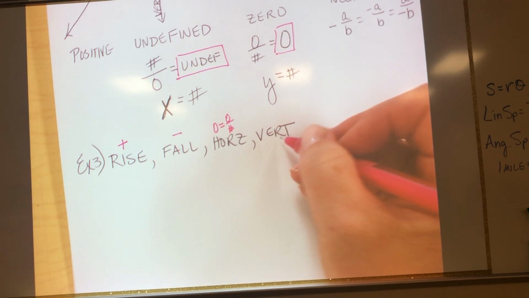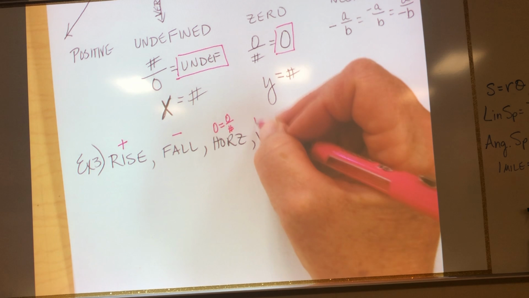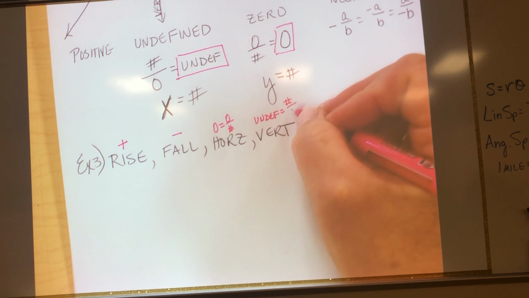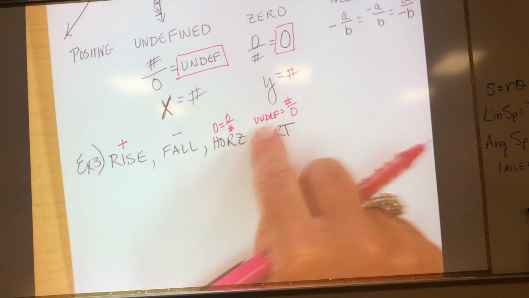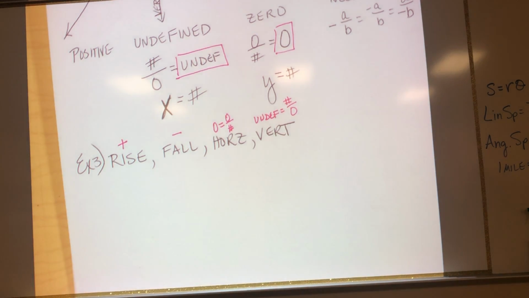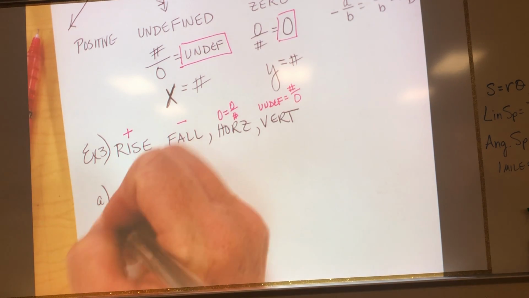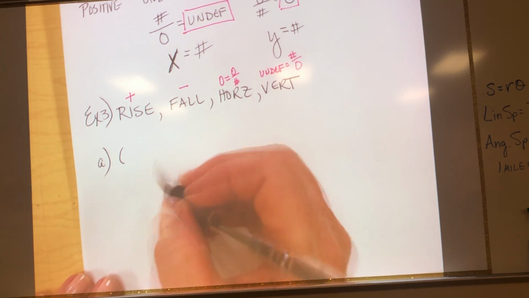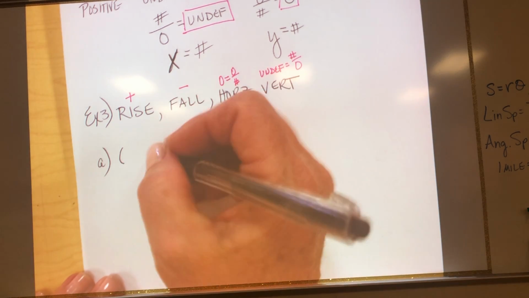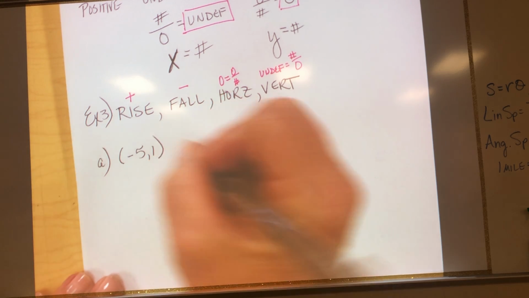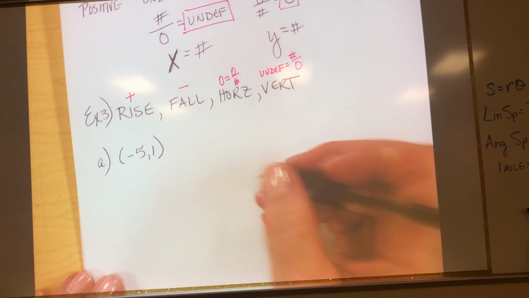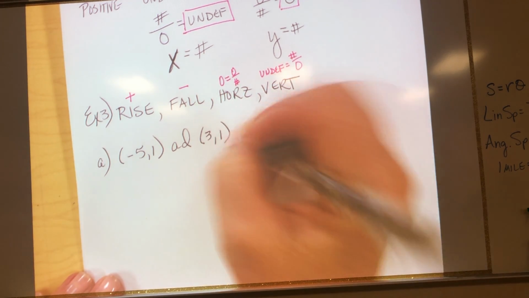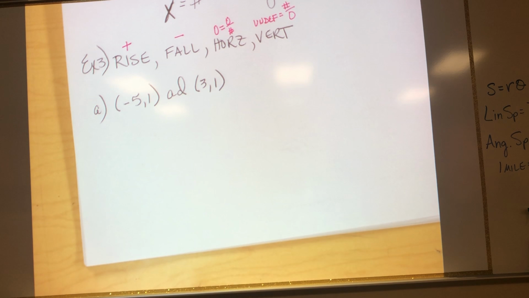If it's vertical, what's it going to look like? Undefined, a number over 0. Division by 0 is not defined. All right, here's my first problem. Tell me if the line that goes between these 2 points rises, falls, is horizontal, or vertical: negative 5, 1 and 3, 1. What are you going to do with your points? Stack them and circle the Y's.